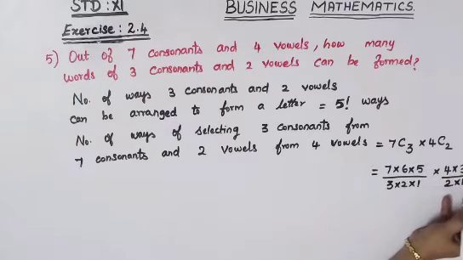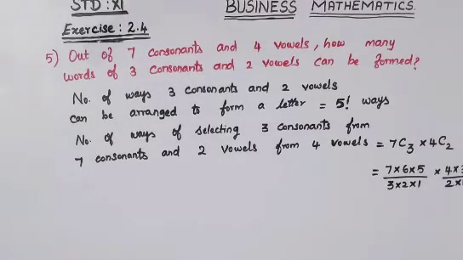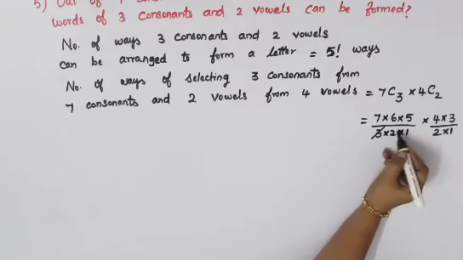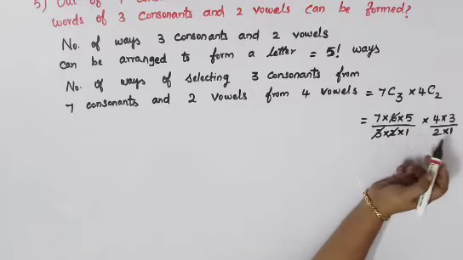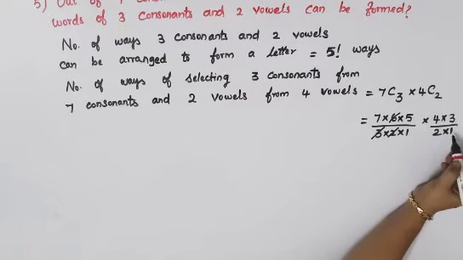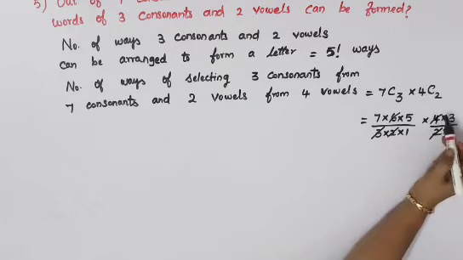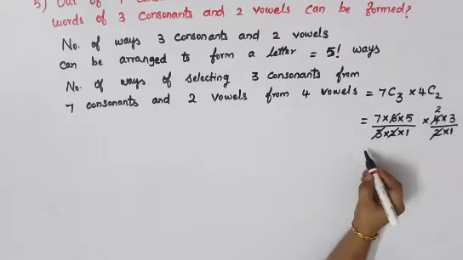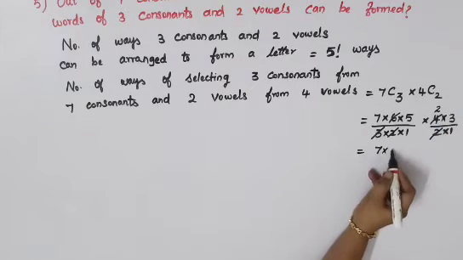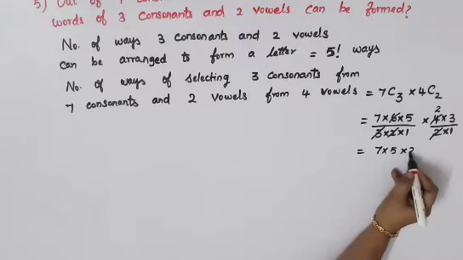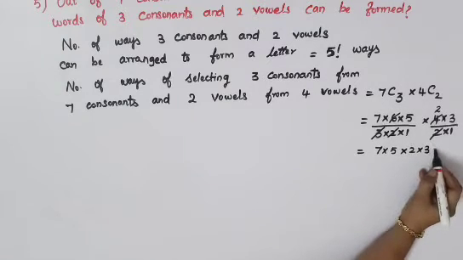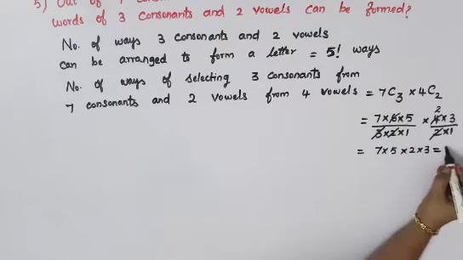Either this method you can use, otherwise use your formula. And see your formula. You can cancel 3 and 2 with the 6. So 3 2s are 6, so the 6 will go. So 2 and 4 you will get 2 times. So the left out term will be 7 into 5 into 2 into 3. So if you multiply, you will get your answer as 210.